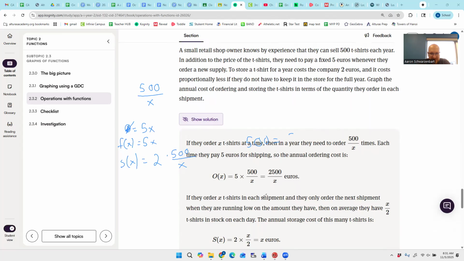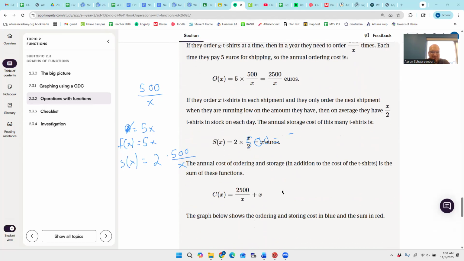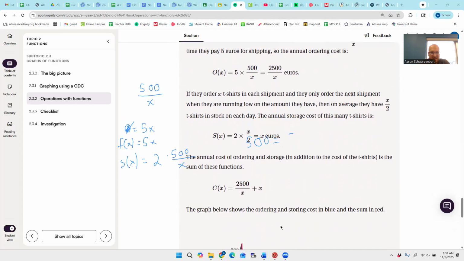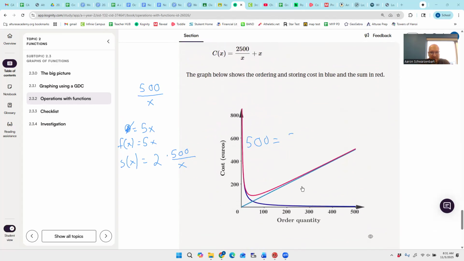If they order X t-shirts in a shipment, they only order the next shipment when they are running low on the amount they have. They on average have X over 2 in stock per day. That makes sense, right? You got half. So S of X is 2 times X. So the cost is 2,500 over X plus X. And we get this.